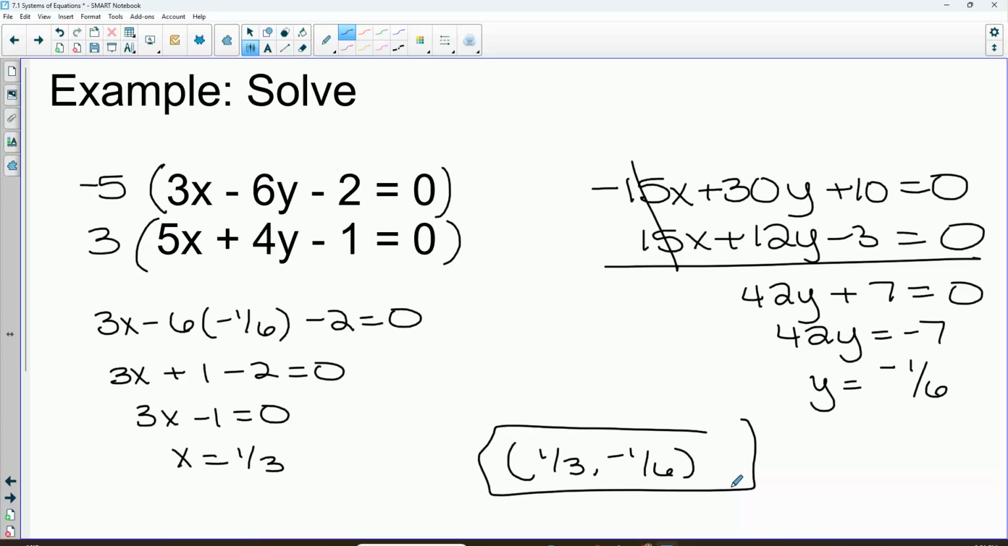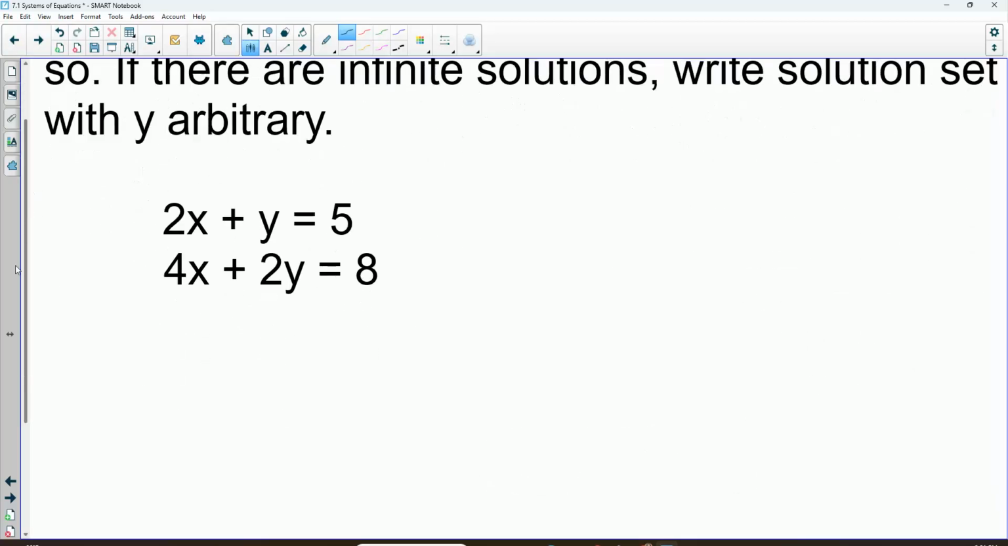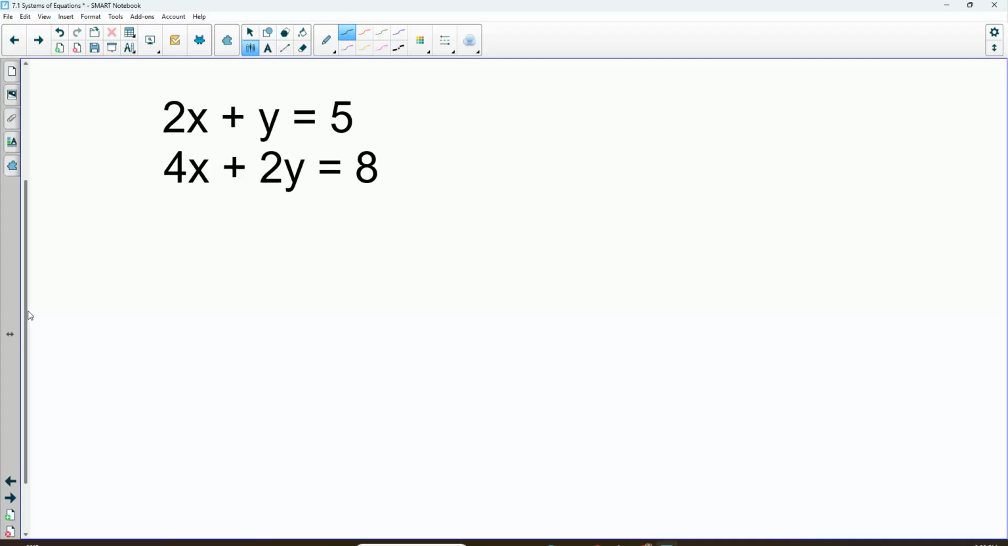All right. How do you guys feel about substitution and elimination? Good? I want to do 2 last problems and just look at a couple special cases, and then I am done. All right. If I asked you to solve this one, what would you do?